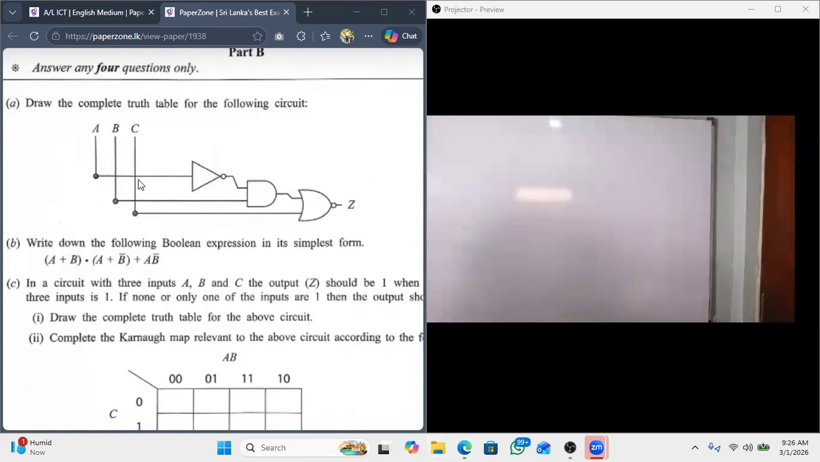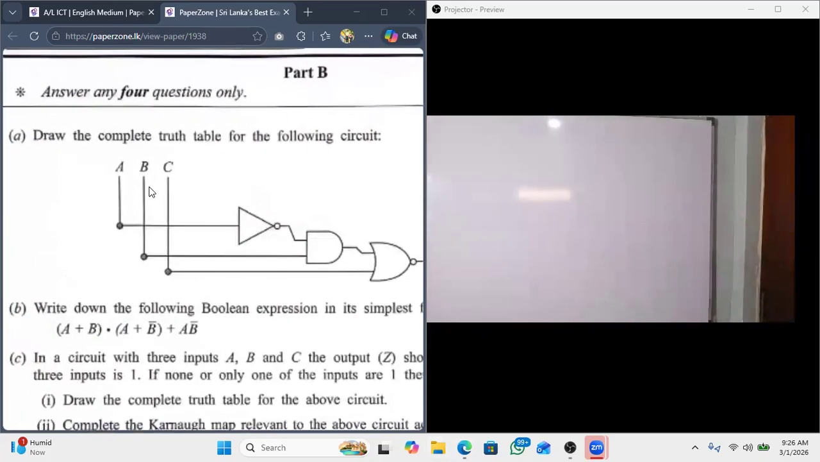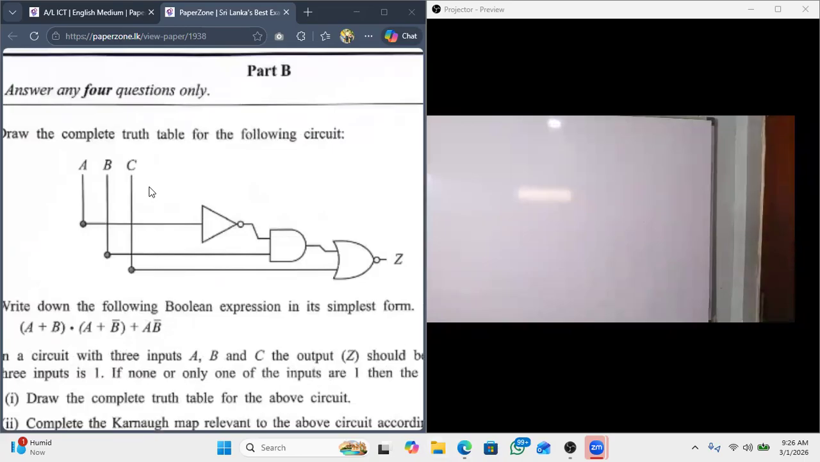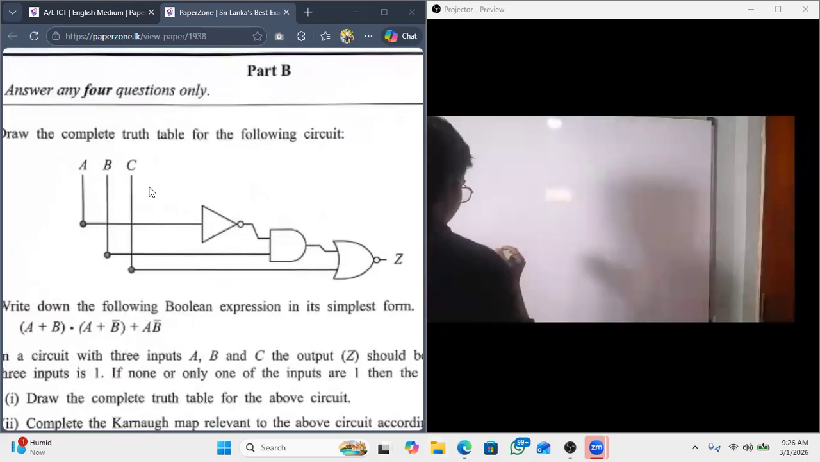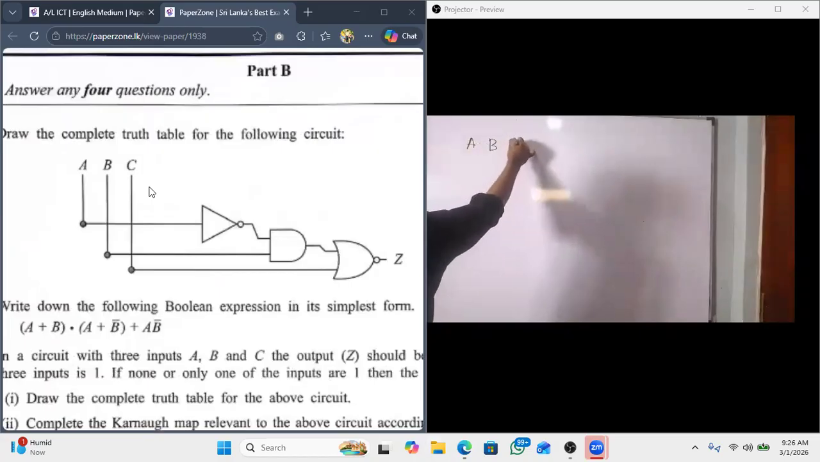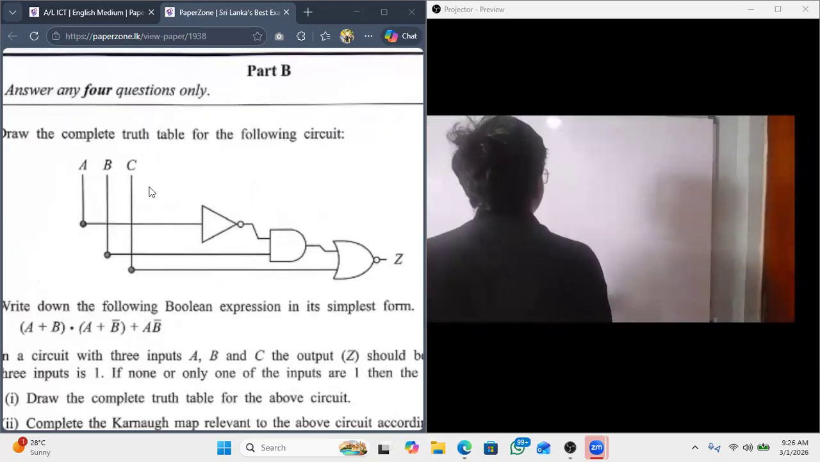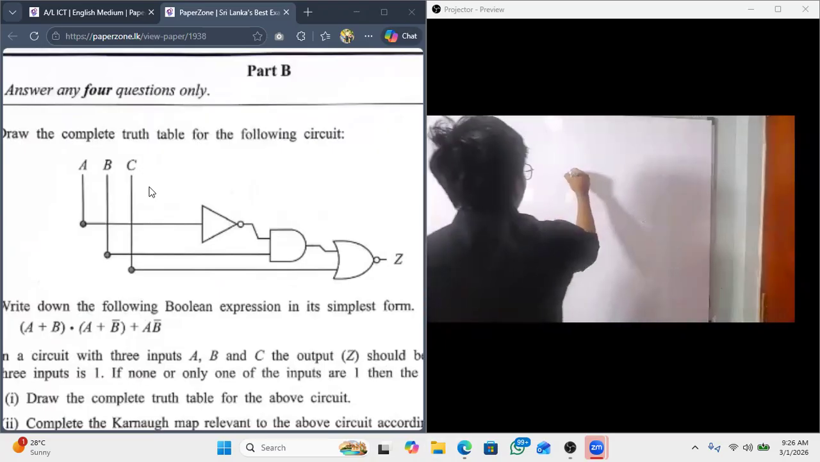Draw the complete truth table for the following circuit. Okay, let's draw a truth table. Very simple thing. We have 3 wires. So we will put wire A, wire B, wire C like this. Wire A, wire B, wire C. So let's find the first equation. Let's draw the diagram quickly.